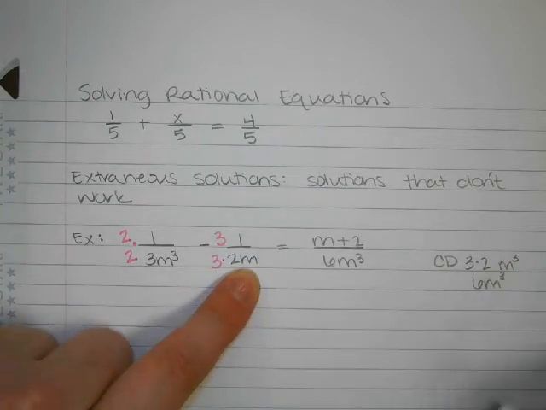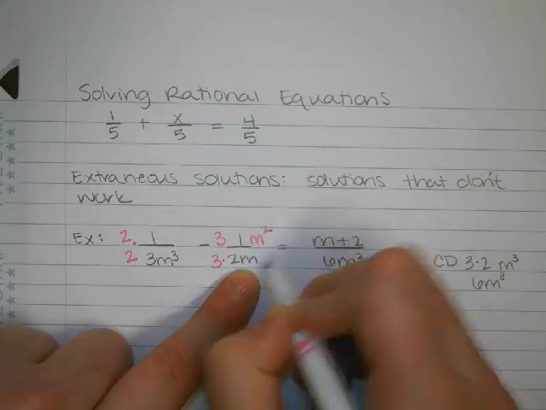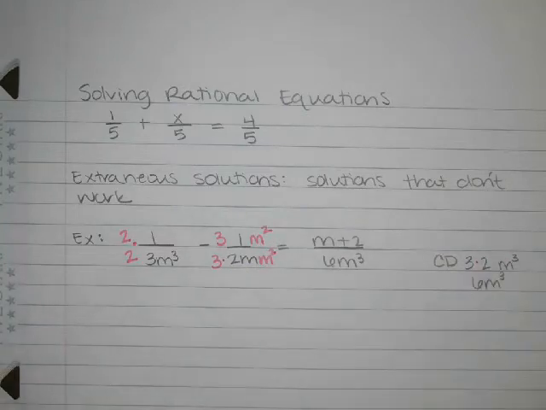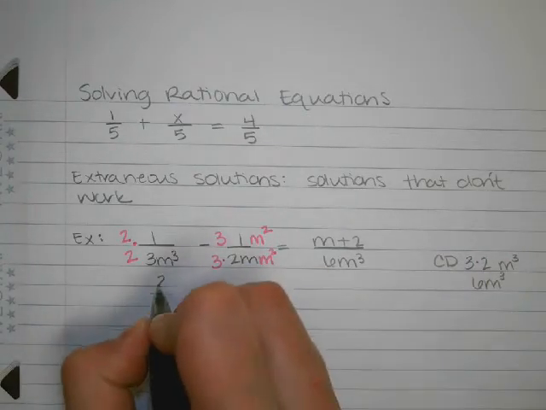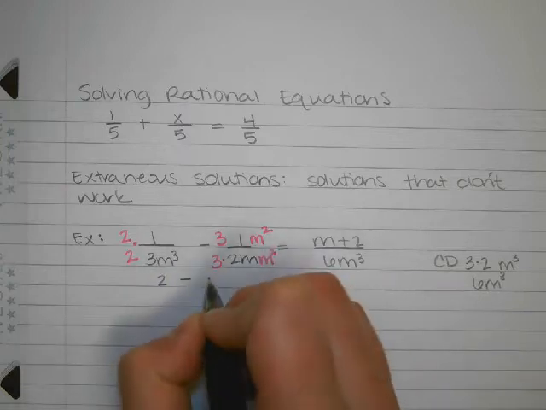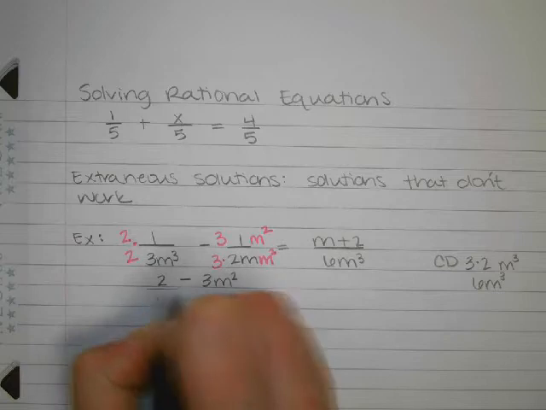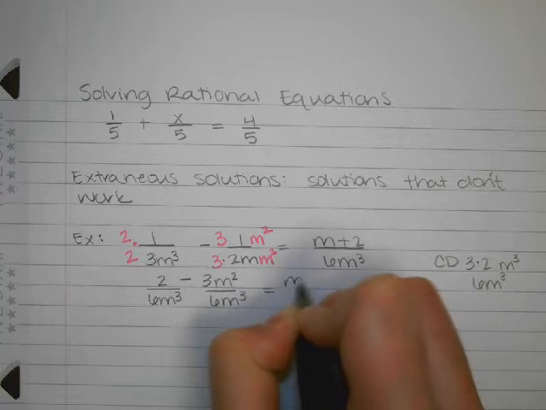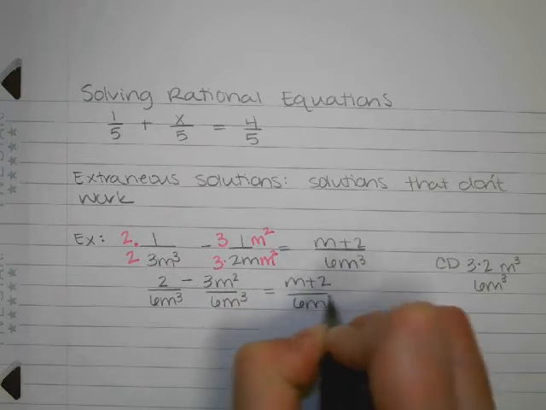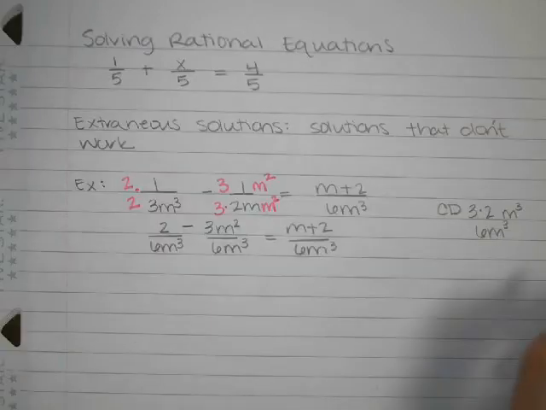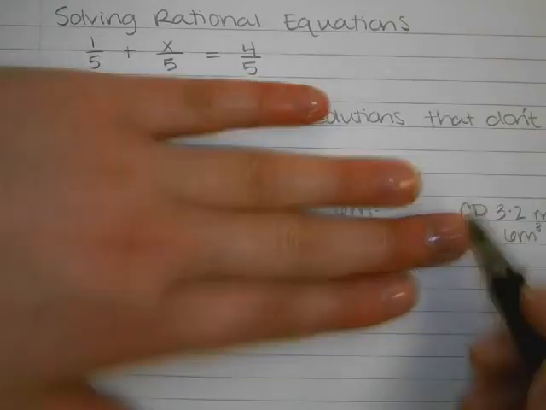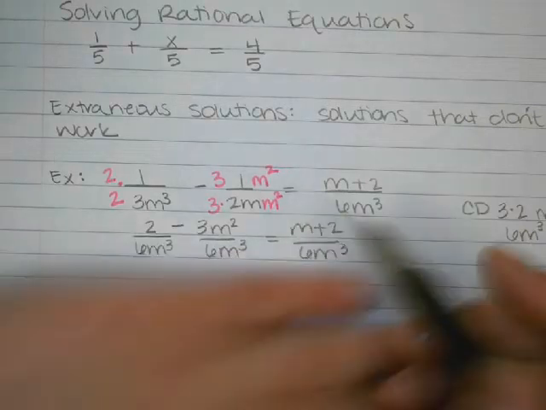To get the m to become an m cubed, I need an m squared on the top and the bottom. And then the third fraction already has it. So what I've got going here is I have 2 minus 3m squared equals m plus 2. And at this point, I can say, now I no longer need those denominators. This is kind of the point up here where I could cover this up and say 1 plus 3 is 4. Now I'm going to cover up the denominators and solve that equation.